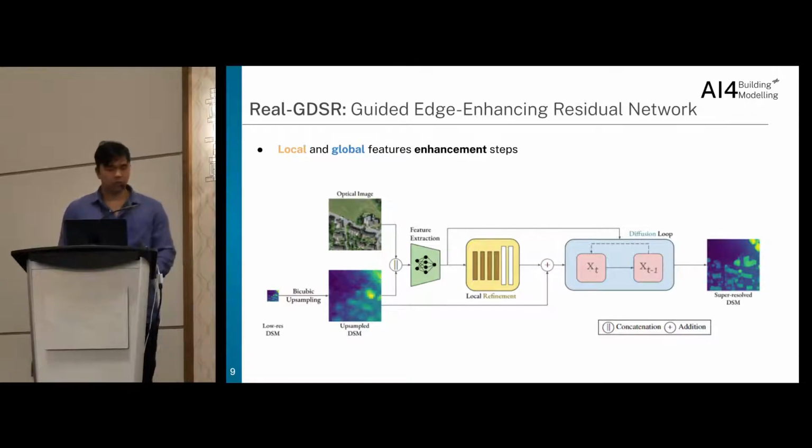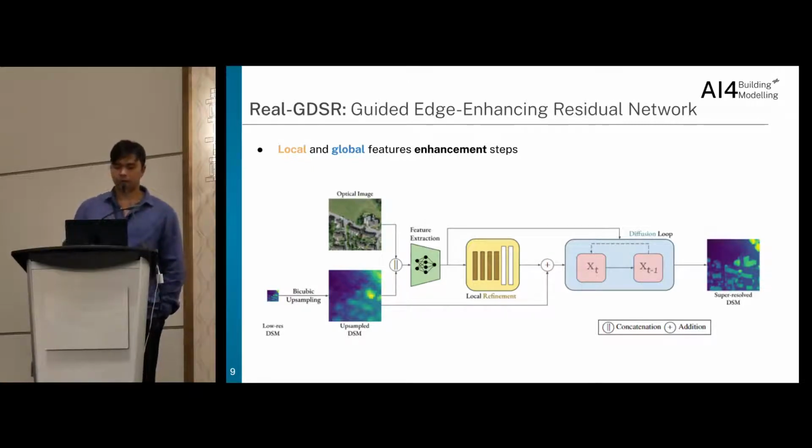As you can see in the figure, we have as an input the low resolution DSMs. We first upsample it with bicubic, and then, like we already mentioned in the previous presentations, we do an early fusion where I concatenate the DSM and also the optical image, the guidance.